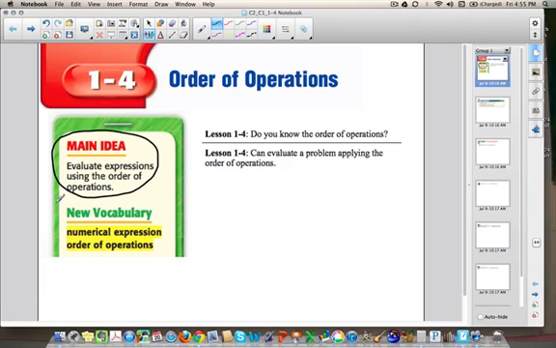We have 2 new vocabulary words for this lesson, and so by the end of this lesson you need to have these 2 words defined in your vocabulary chart: numerical expression and order of operation. By the end of this lesson, you're going to know the order of operations and you're going to be able to evaluate a problem applying these order of operations.